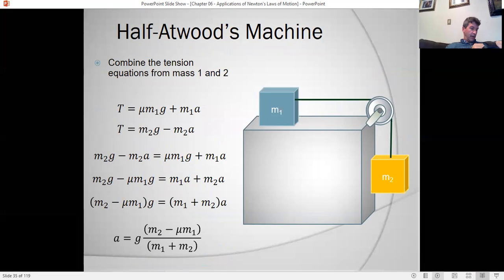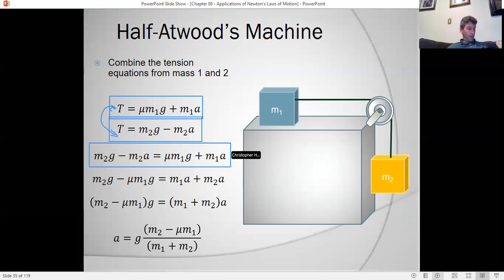Here's my equation from mass 2. I did that first. Here's my equation for mass 1. I will substitute one equation into the other. No, I'll just set them equal to one another. Tension equals tension. That gives me an equation, which I can just solve for acceleration.